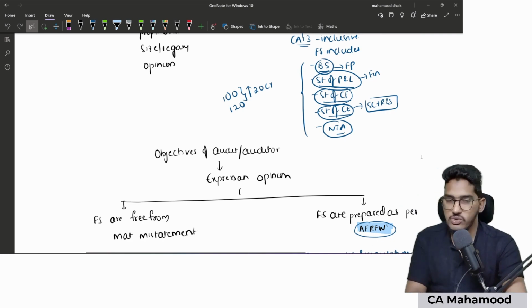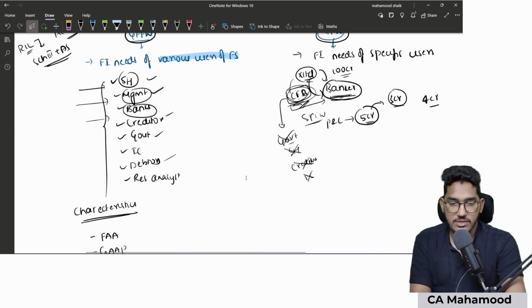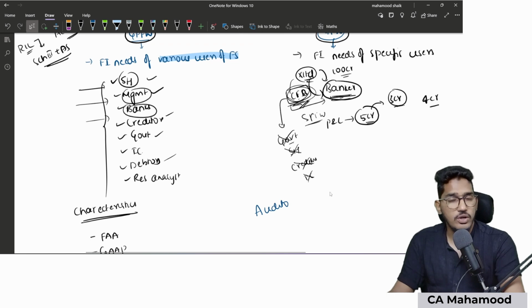So with this we are done with the two objectives, and as a part of that objective we have covered various concepts. One last topic I have to revise in this introduction to auditing is the meaning of the term auditor. Who is an auditor? Simply the person whoever is doing the audit, we call him an auditor.